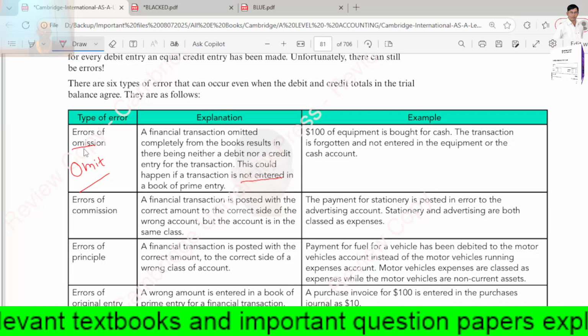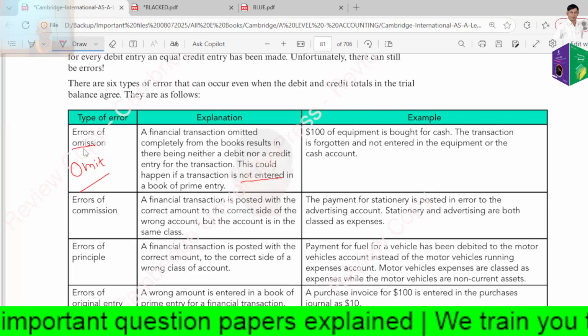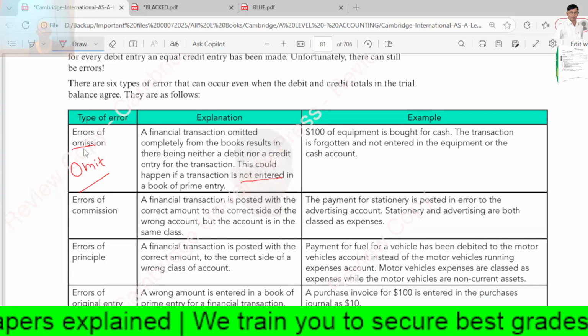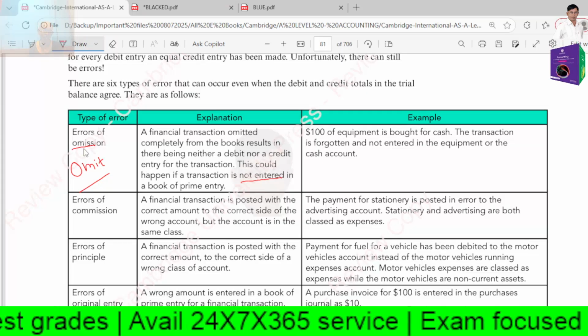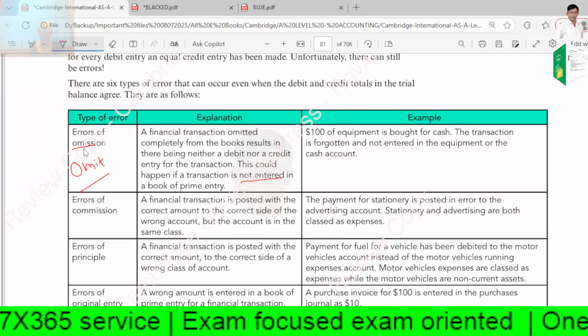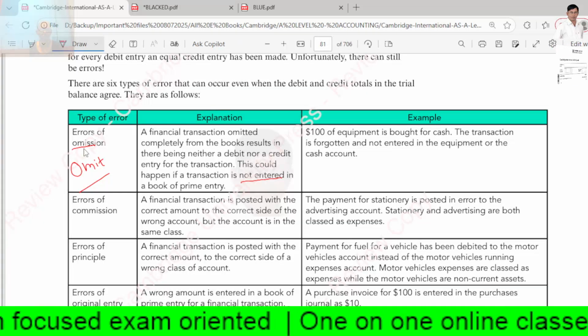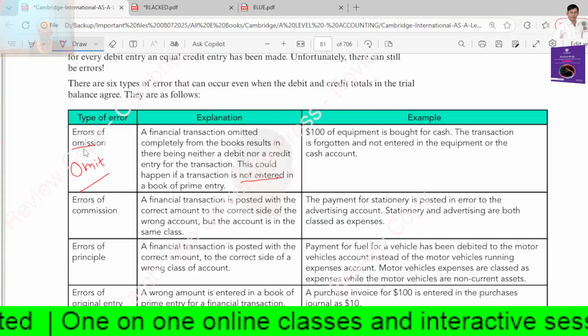An example is $100 of equipment bought for cash. The transaction is forgotten and not entered in the equipment or the cash account. It is not recorded at all. So there is no debit and there is no credit. Okay, so the next one.